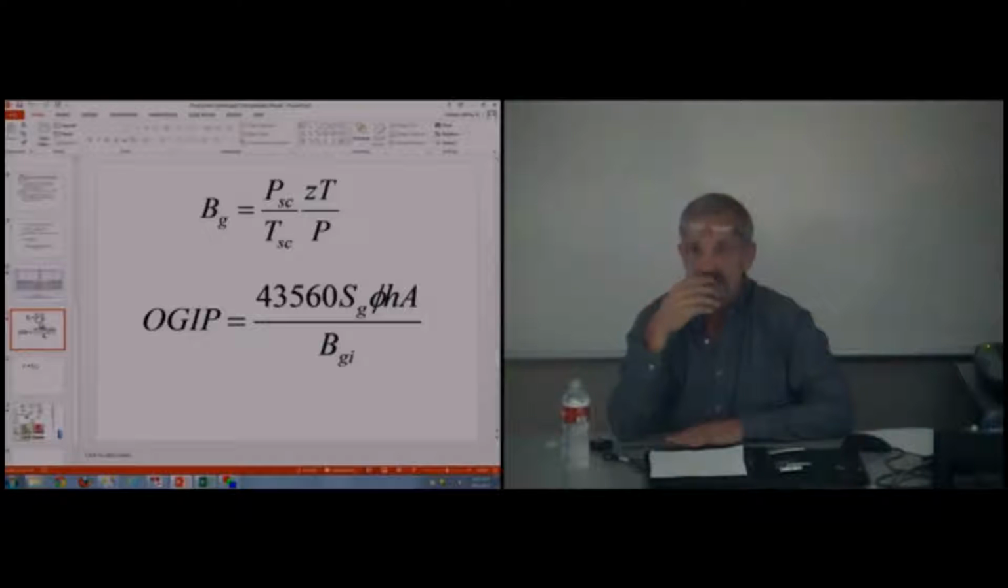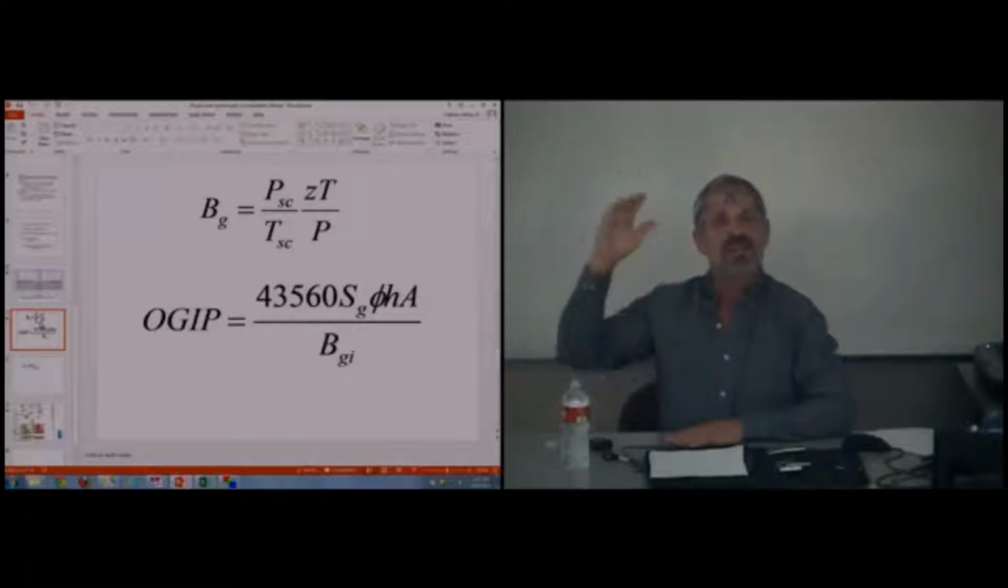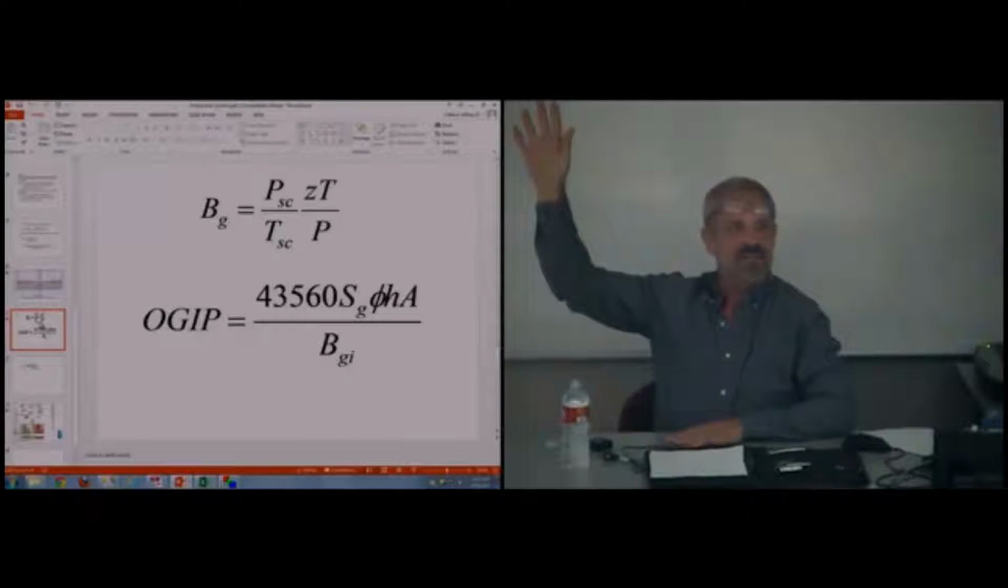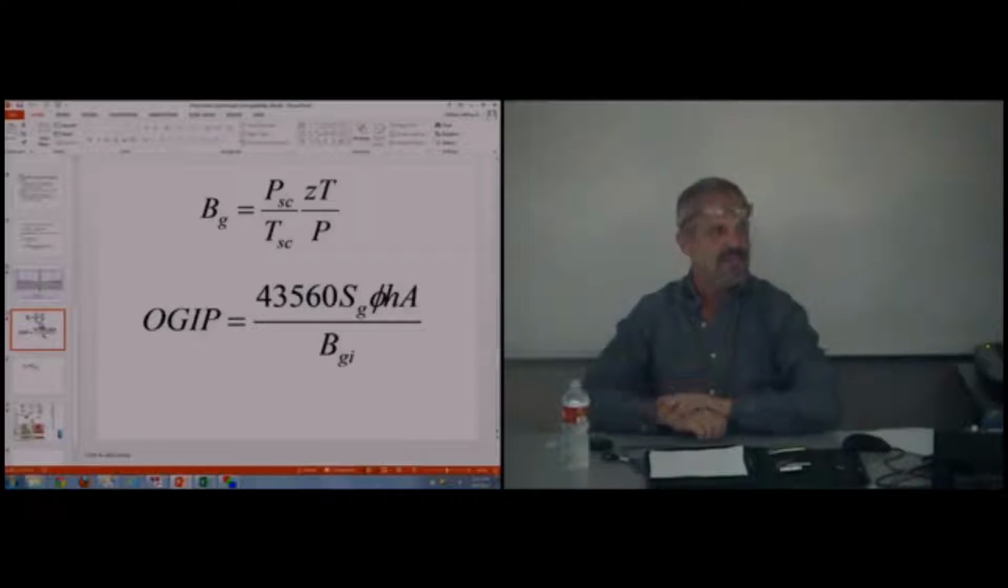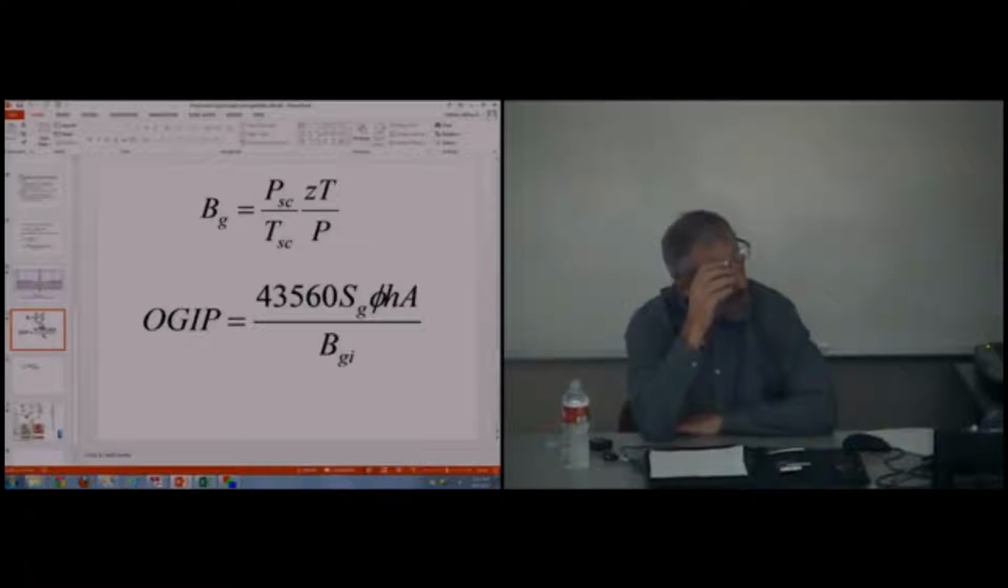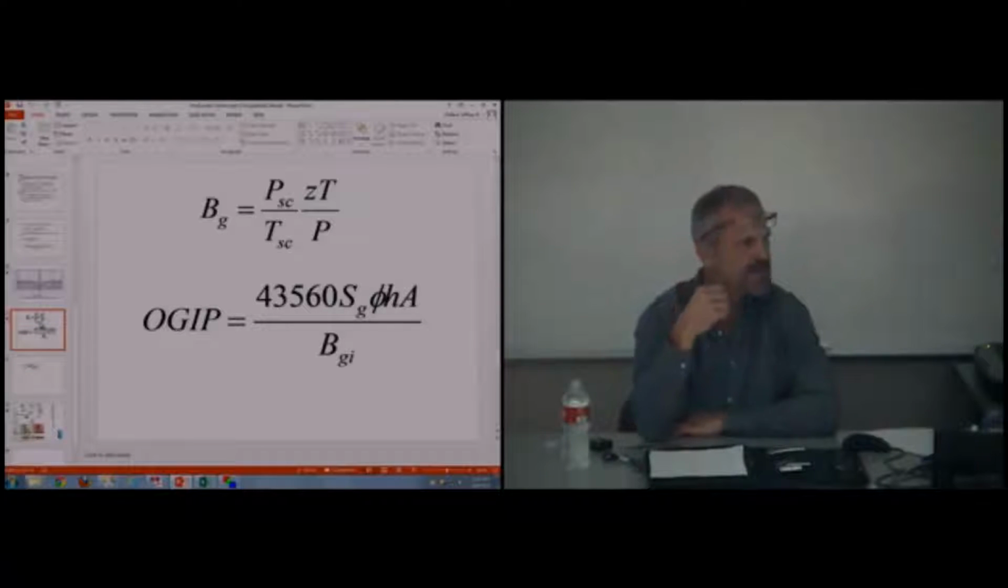Bigger than or less than 1 for gas? How many think it's going to be less than 1? How many think it's going to be greater than 1? Okay. How many people think that pressure in the reservoir is going to be greater than the pressure at standard conditions? How many people think that's going to dominate that equation on your PowerPoint? So is it going to be less than 1 or greater than 1? Less. Less than 1, okay.